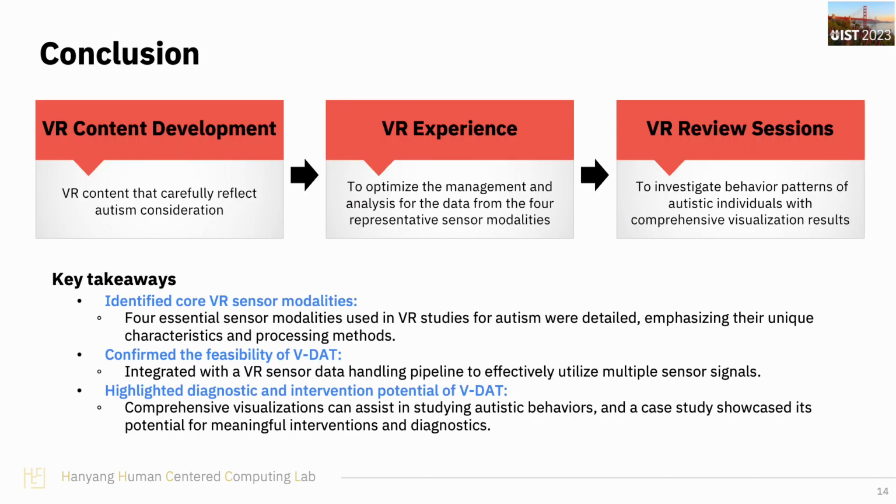In conclusion, VR content for autism population needs to reflect autism considerations carefully. And research in VR for autistic people has moved beyond simply providing realistic experiences and has begun to analyze sensor data to identify multiple interactions in a virtual environment. So the key takeaways of our study are as follows.